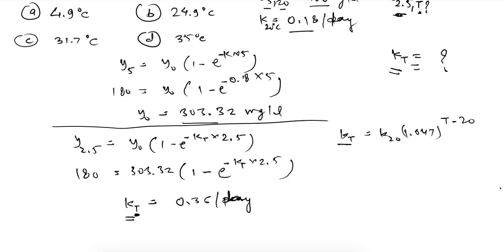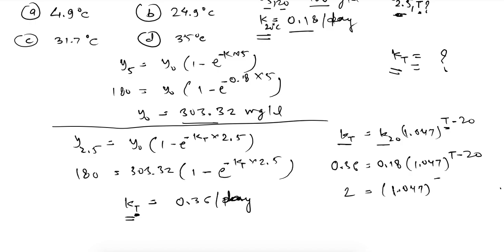So we know KT now, we know K20, that is given here. So we can find out the value of temperature corresponding to it, that is KT is 0.36, K20 is 0.18 and 1.047 to the power T minus 20. So that is 2 is equal to 1.047 to the power T minus 20.